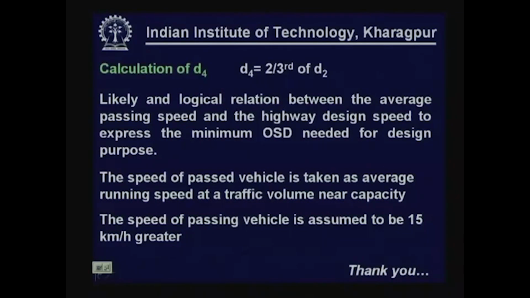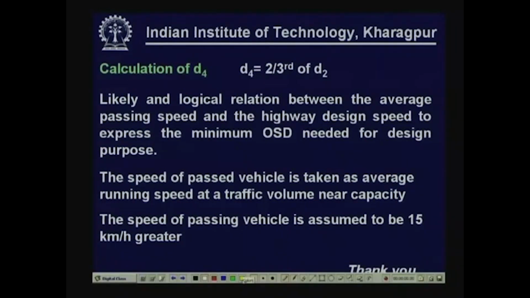So, it is necessary to establish a likely and logical relation between the average passing speed and the highway design speed, because the highway design speed is known. If this is the design speed, then what should be the average passing speed? Then only can the D1, D2, D3, D4 components be calculated and added together.